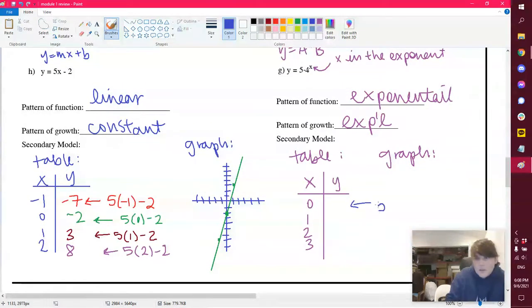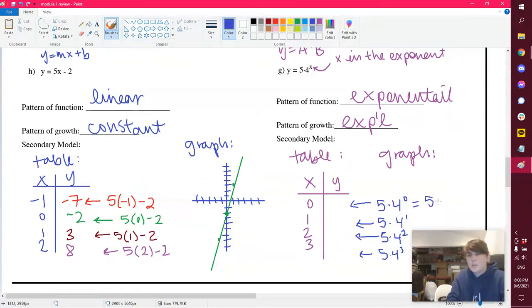So here we do 5 times 4 to the power 0. Here we do 5 times 4 to the power 1. Here this one's 5 times 4 squared. And this one's 5 times 4 cubed. 4 to the power of 0 is 1. Anything to the power of 0 is 1. So this is 5. This is 20. 4 to the power 1 is 4. 4 squared is 16. And then 4 cubed is 64.